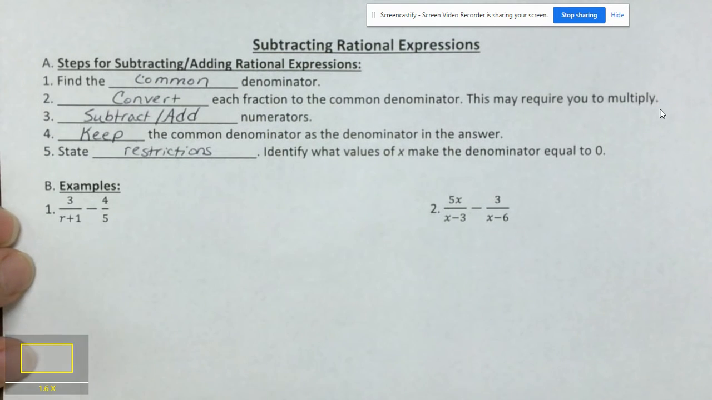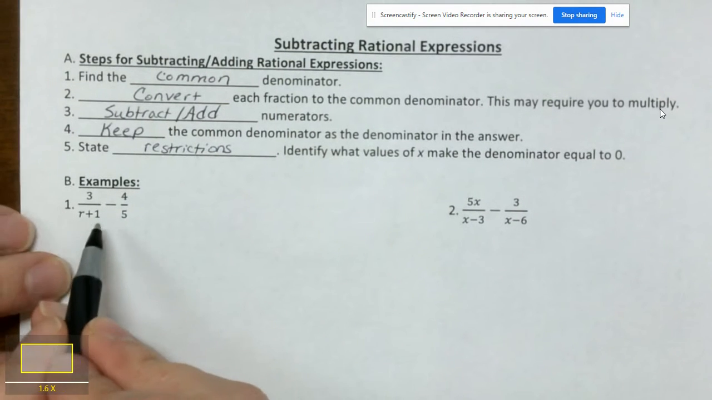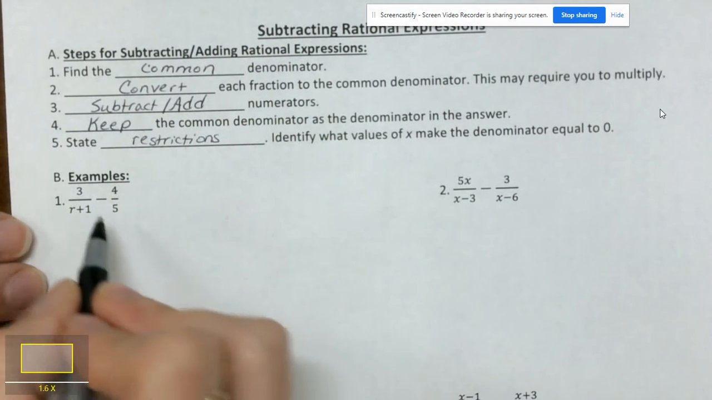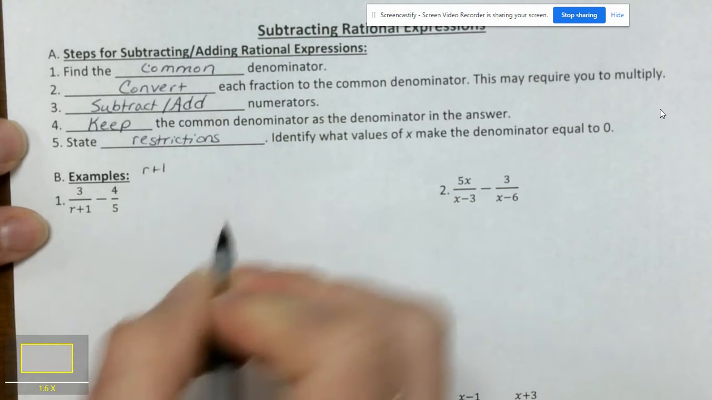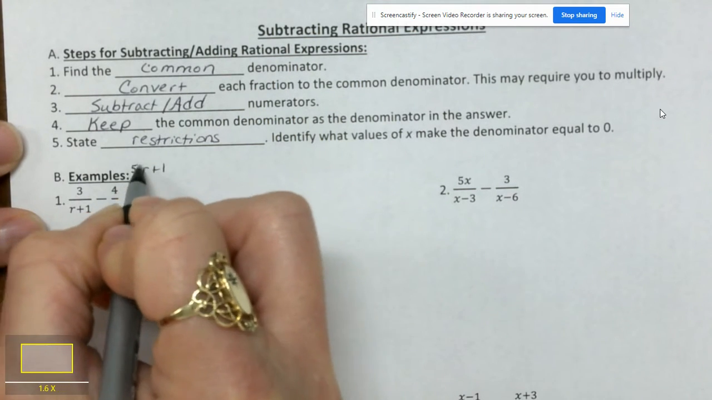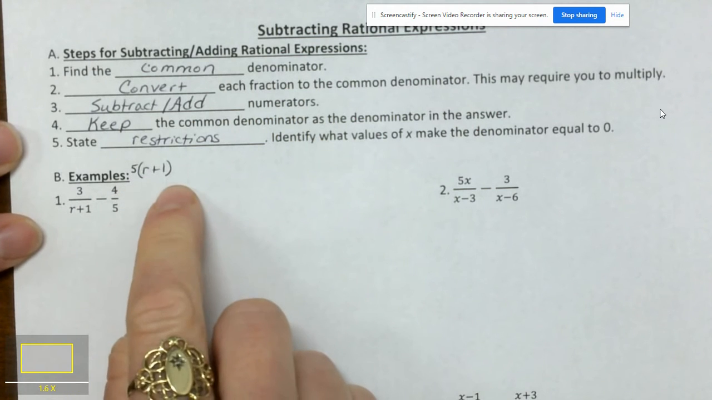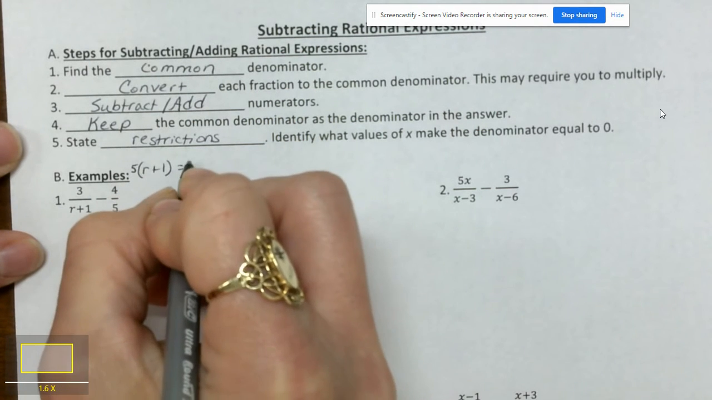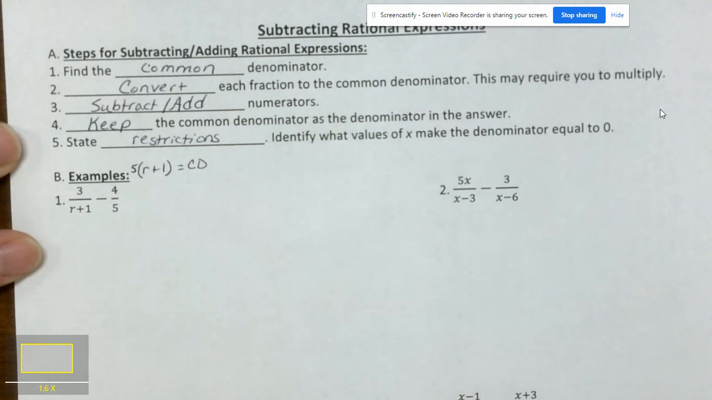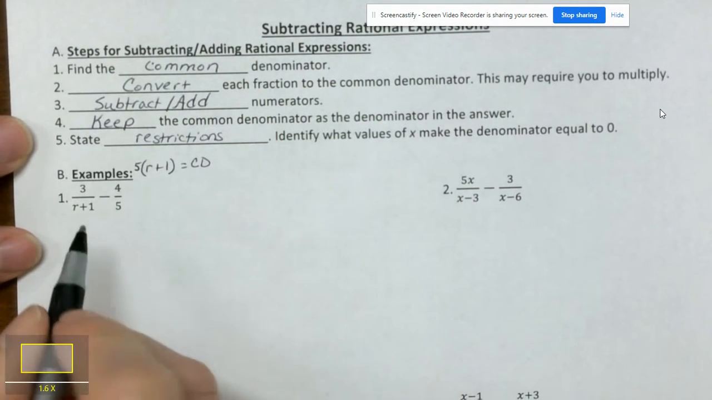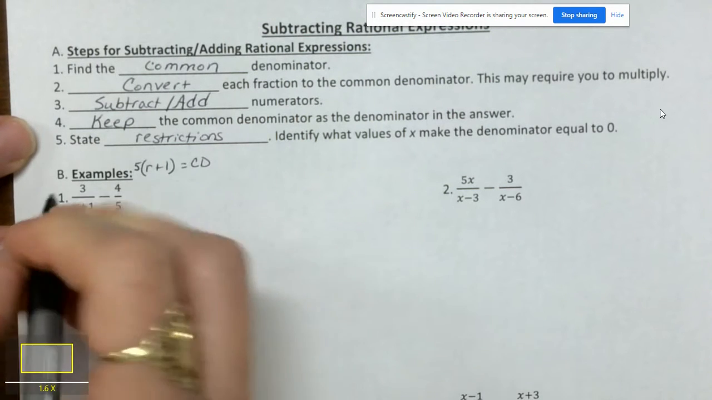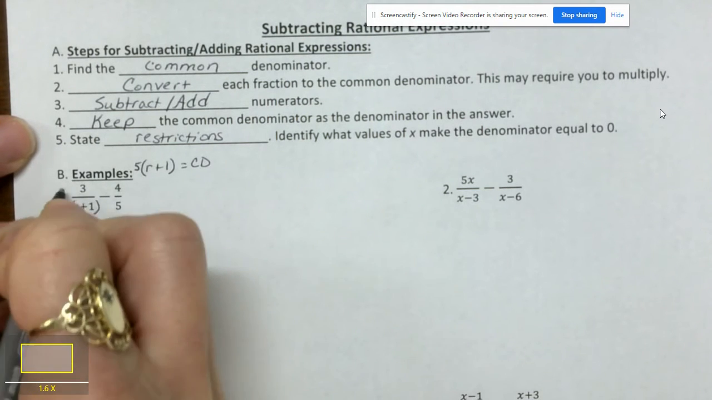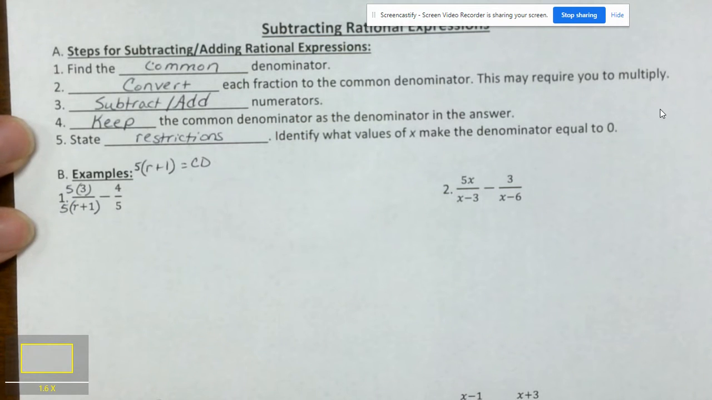Okay, so let's look at these steps and let's try to come up with, first of all, the common denominator for this example 1 here. For example 1, you'll notice we have an r plus 1 and we also have a 5. So that means we have to do both the 5 and the r plus 1 as our CD, common denominator. Now you look and see what this one is missing of the 5 times r plus 1. Well, it's missing the 5. So we're going to have to multiply by 5 on that one.